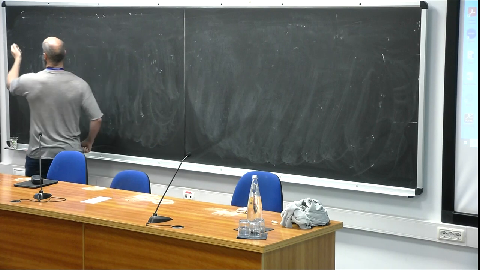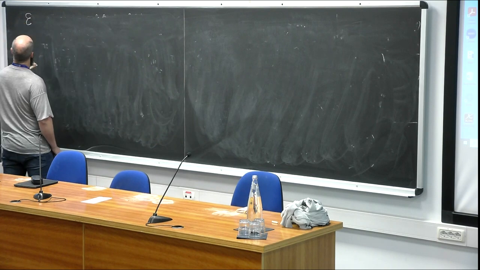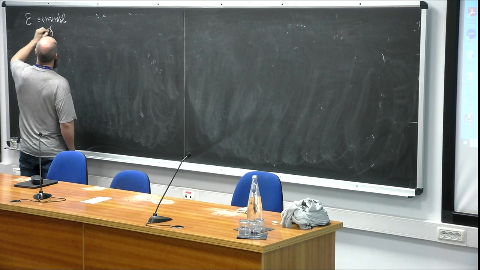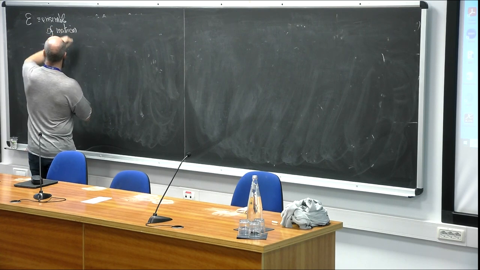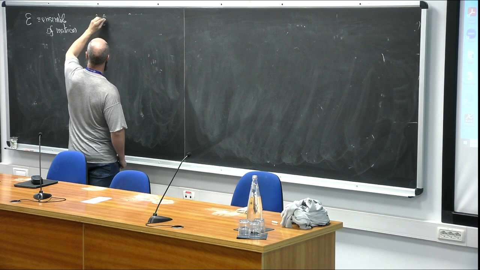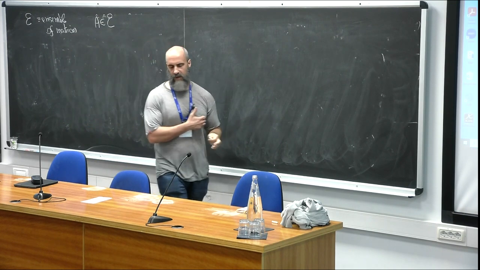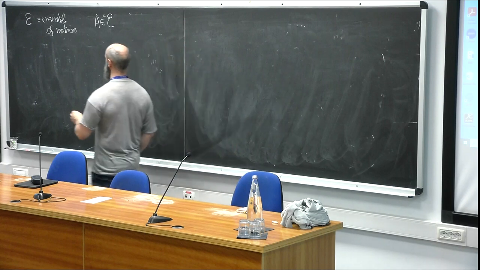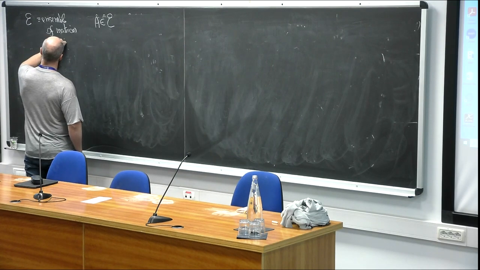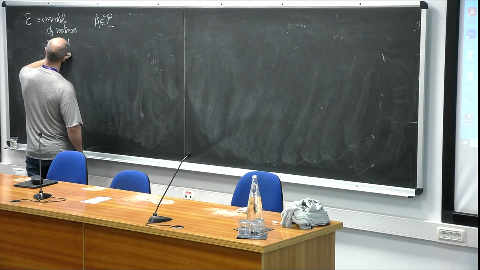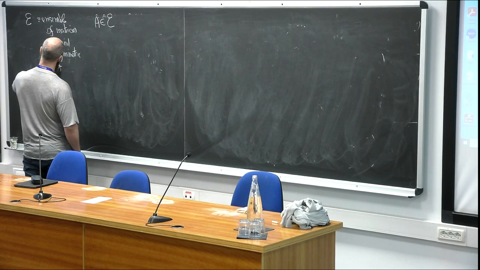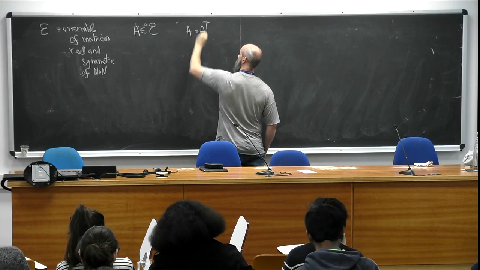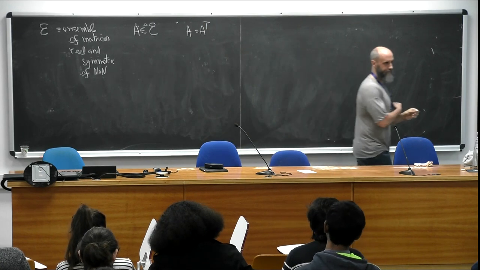Suppose I have an ensemble of random matrices. This is an ensemble of matrices, and let us say that A belongs to this ensemble. Let us assume for simplicity, to start, that this is an ensemble of symmetric real matrices, of size n times n. So A is equal to A transpose. Is that okay?